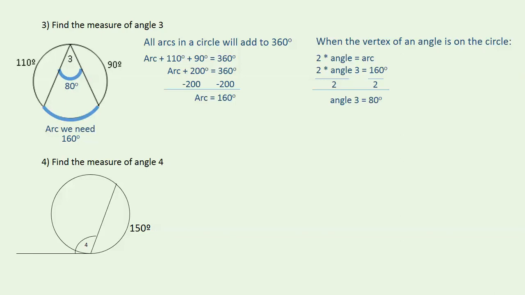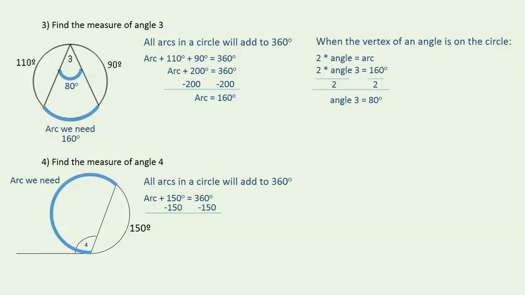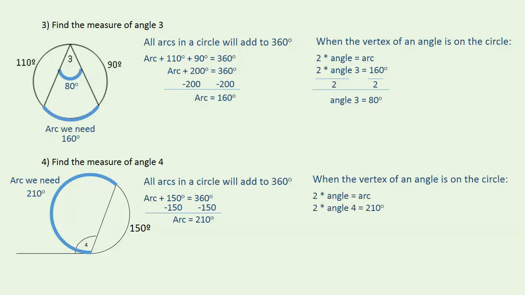Now let's find the measure of angle 4. So the arc we need is going to be the rest of the circle. Because all arcs in a circle add to 360, if we take the arc we need plus 150 degrees, it'll equal 360 degrees. So subtract 150 from both sides, and we find that the arc that we need is 210 degrees. Now, when the vertex of an angle is on the circle, we know that 2 times the angle equals the arc. So 2 times angle 4 is 210 degrees. Divide both sides by 2, and angle 4 is 105 degrees.